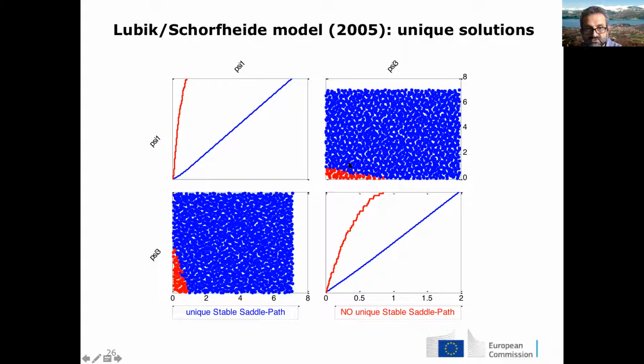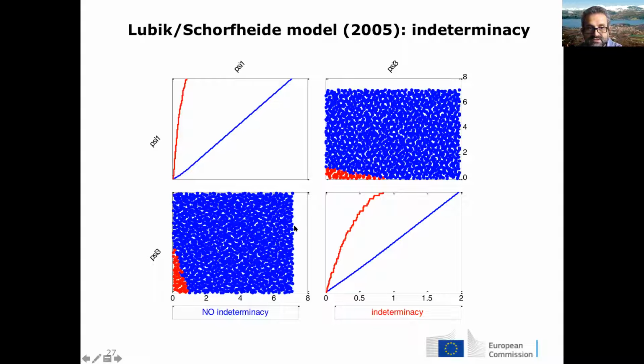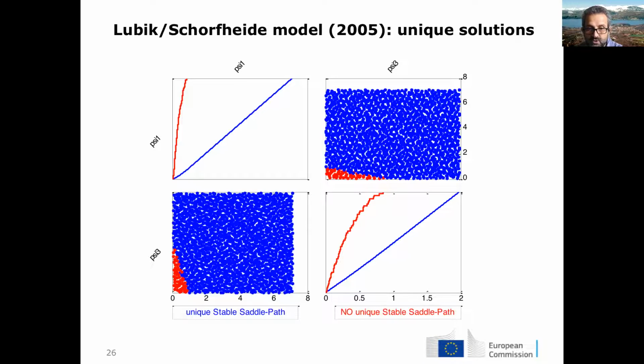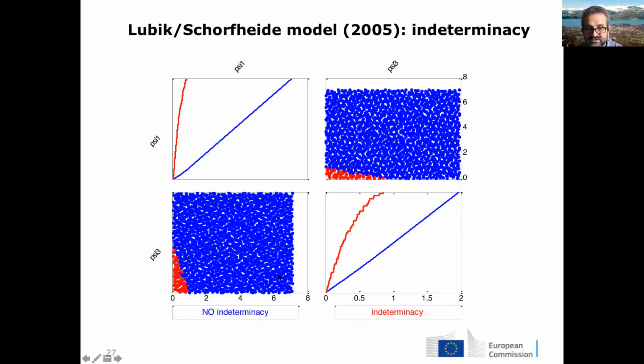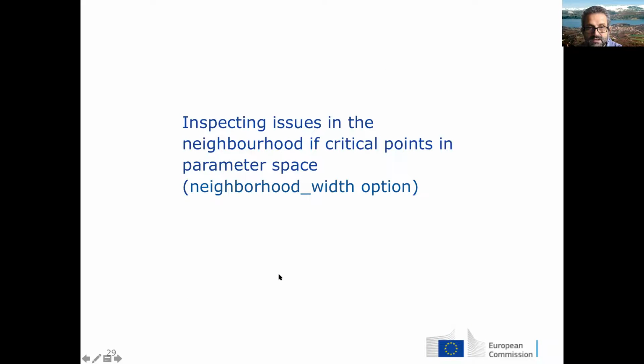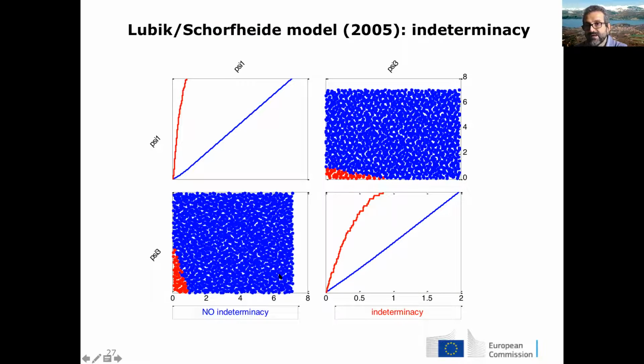You can also check this: this is the unique saddle path and no unique. Then if you want to trace indeterminacy, the result is the same. In this case, we don't have explosive solutions, so whatever can go wrong here is just indeterminacy. This is one big class of problems that you can tackle quite effectively with Monte Carlo filtering.